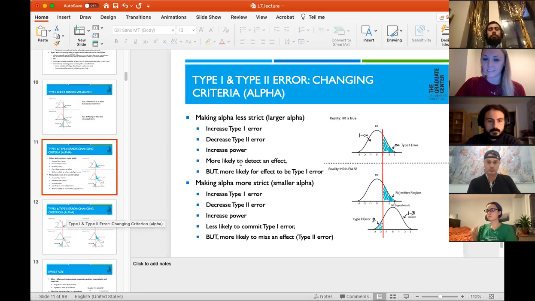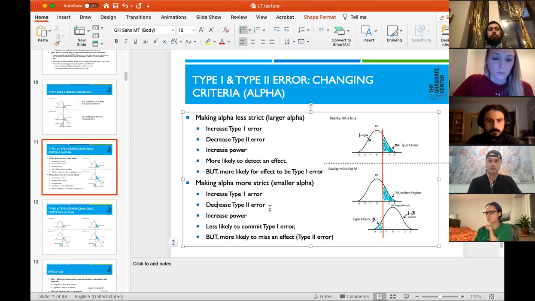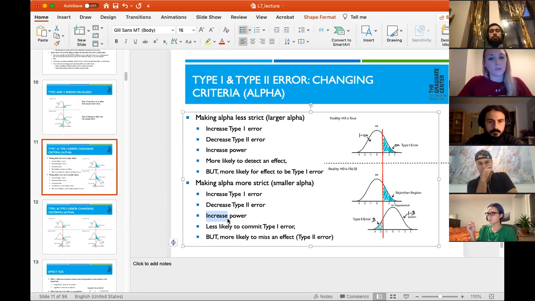This slide, before we leave that one, on the bottom part, making alpha more strict, doesn't that decrease type 1 error and increase type 2 error and decrease power? Let's see, making alpha more strict. So smaller alpha, you increase power. Wait, no, when alpha is more strict, you decrease power. Good call on that.